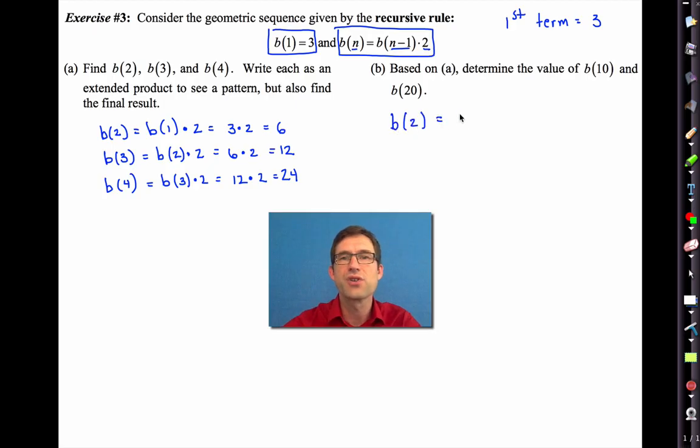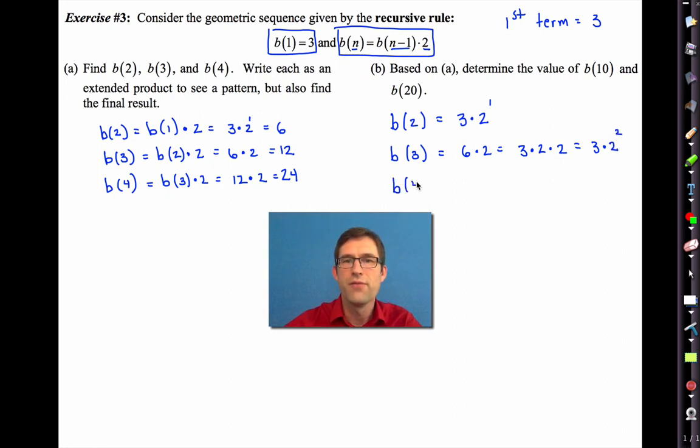B2 is our starting value times 2 once, right? We multiplied by 2 once. But B3 is that 6 times 2, which is 3 times 2 times 2. So it's 3 times 2 twice. B4 will be 3 times 2 times 2, that was our previous one, times 2 again, or 3 times 2 cubed. Does this feel familiar?